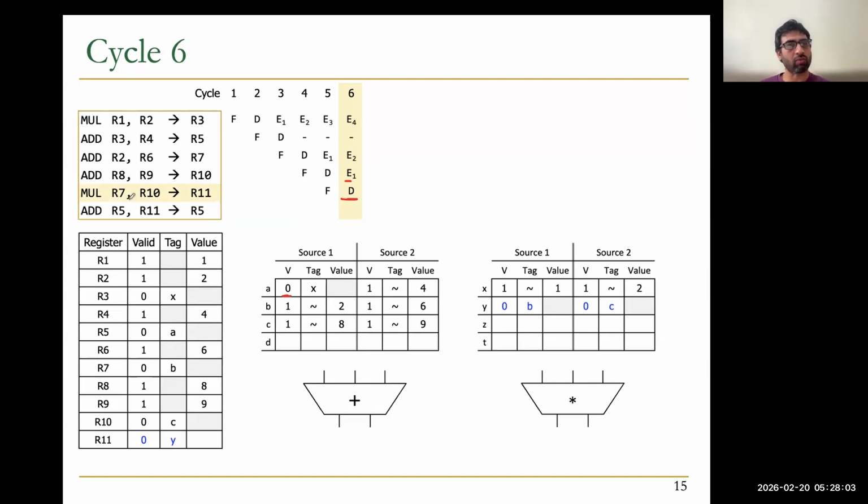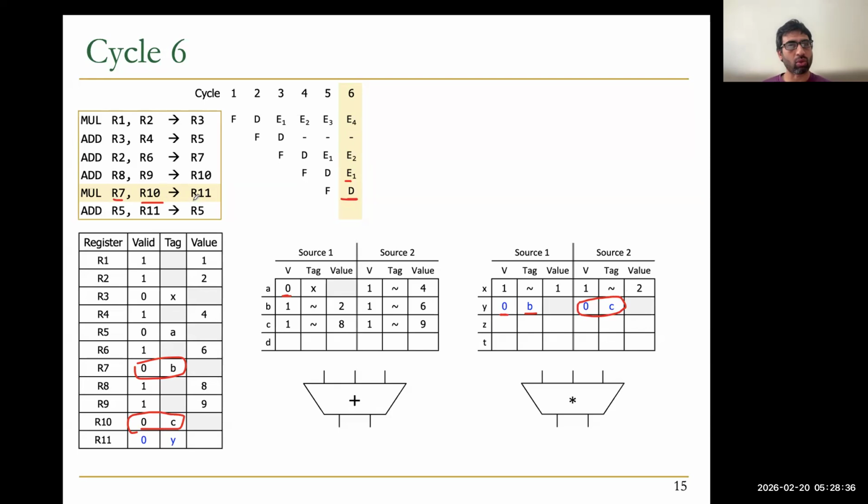When it enters the decode stage, we need to do what? We look at R7. Is R7 valid? No, so it has a tag. So we copy 0 and B information into source 1 of reservation station Y. Then we look at R10. Is R10 valid? No, R10 is also not valid. So we simply copy the information into source 2 field of reservation station Y.